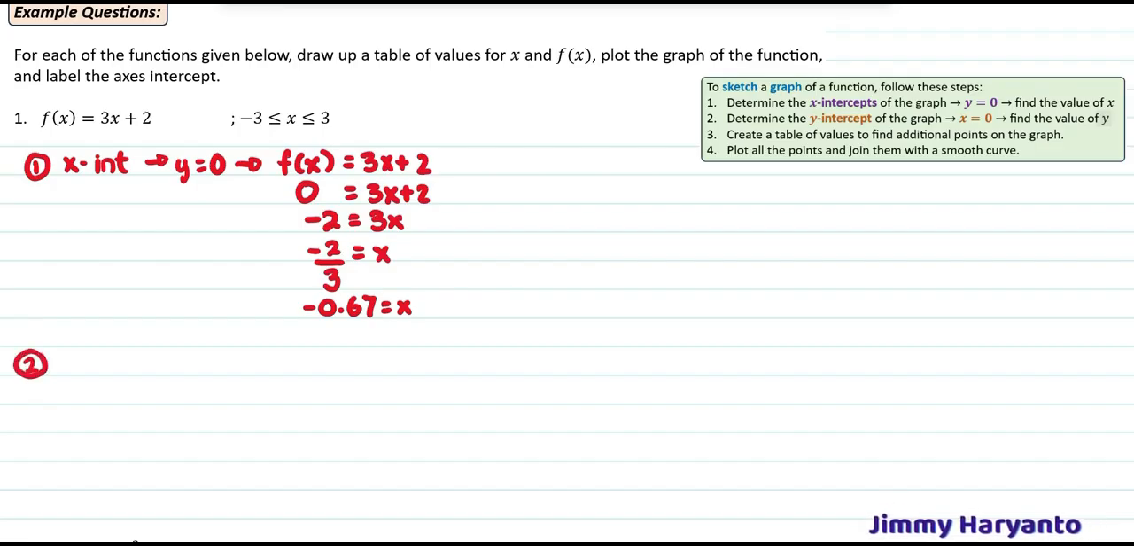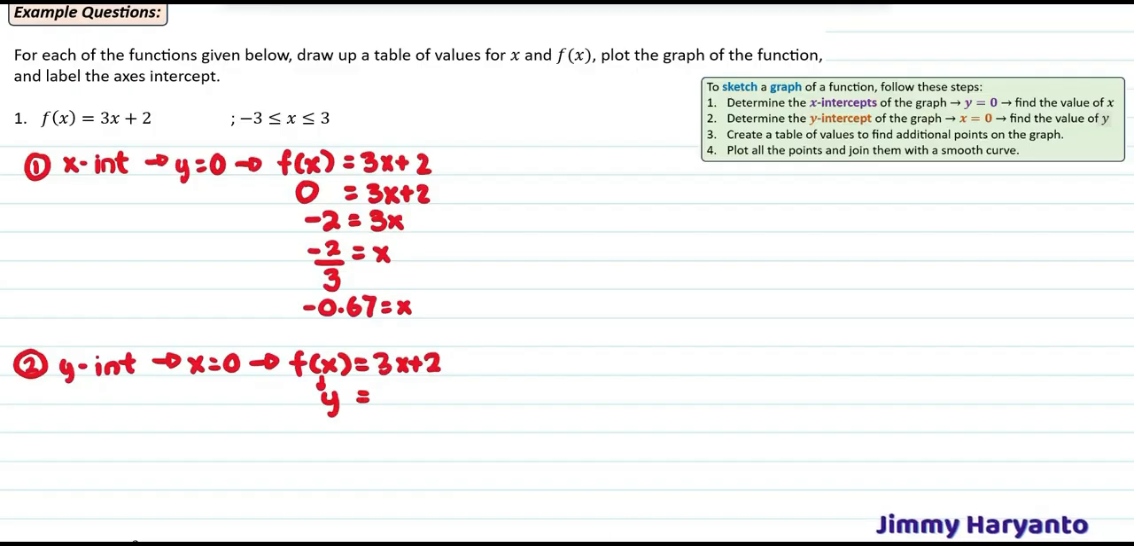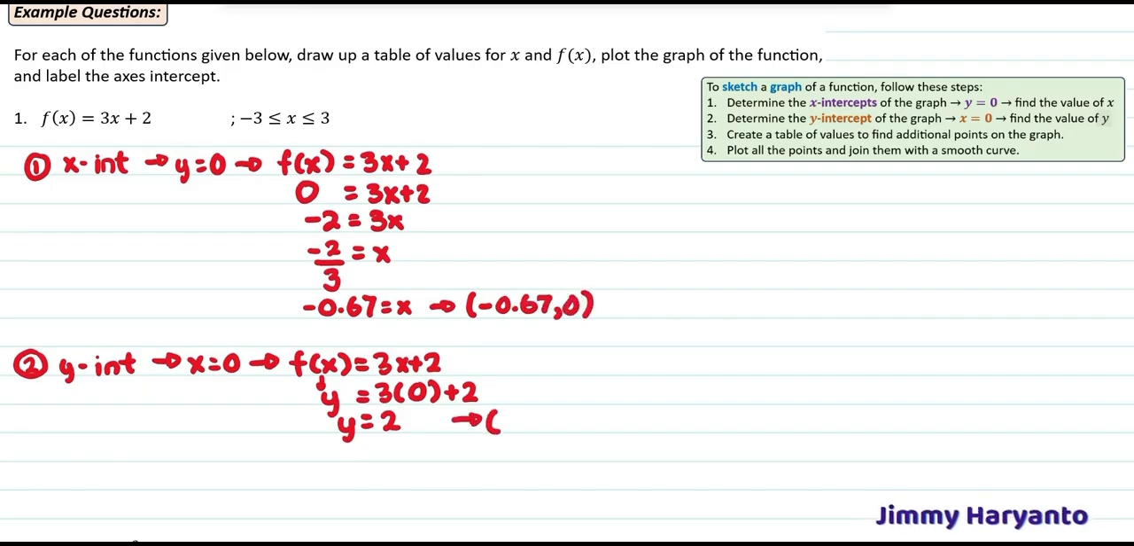The second step says you have to find the y-intercept. For the y-intercept, the x equals 0. That means f(x) equals 3x plus 2. You can change the f(x) into y because it's the same. So you have 3 times 0. Just input x equals 0 into the function. You'll have 2. So from the first calculation, we have negative 0.67, 0 as the result, and for the second one we have 0, 2 as the result.